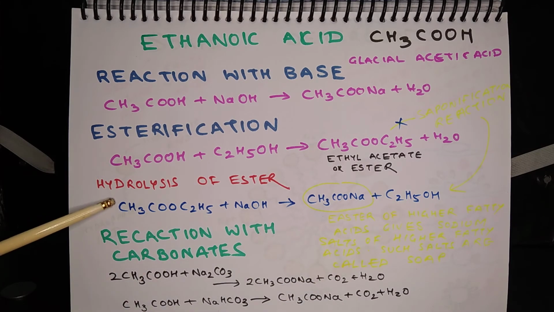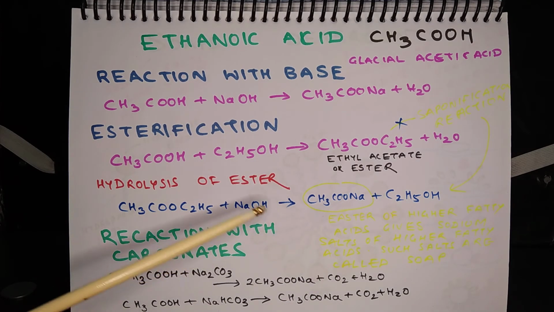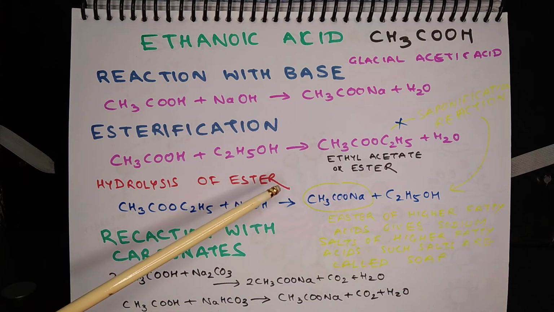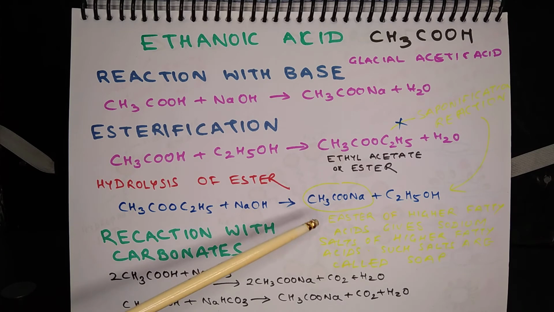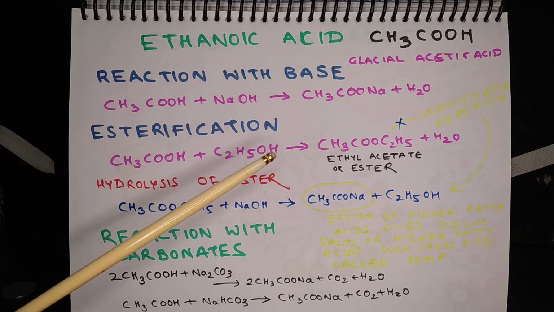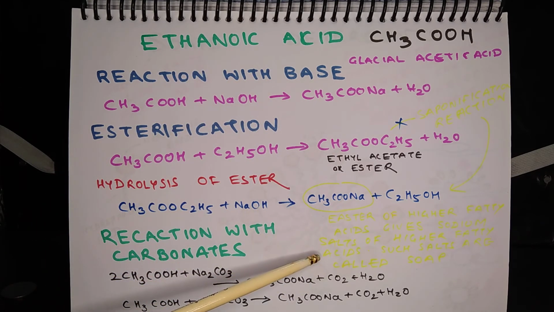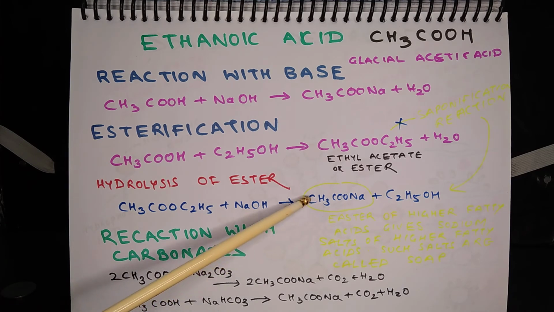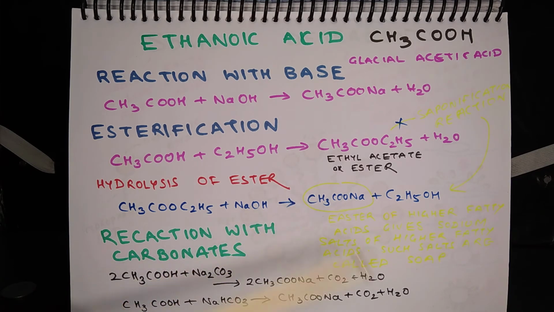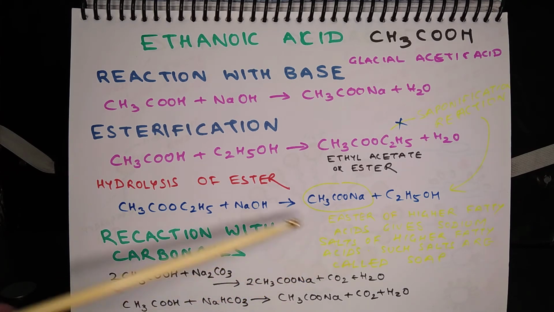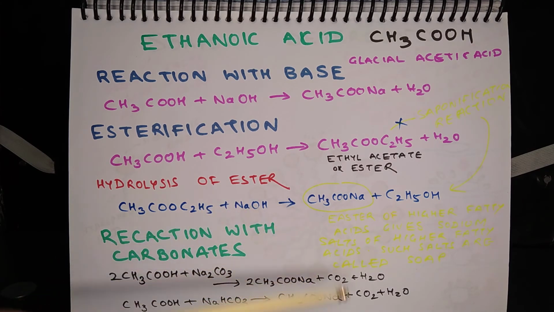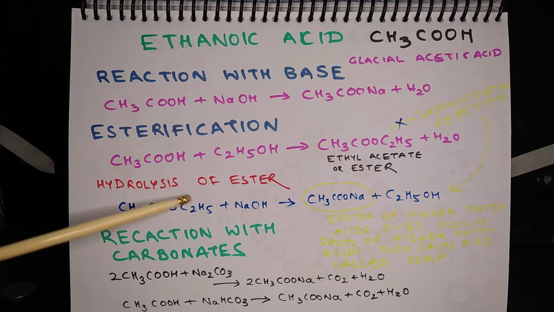Now this reaction is very important because this is also called saponification reaction. Let us understand why. The ester of higher fatty acids gives sodium salt of higher fatty acids. So this is a sodium salt of an acid. Such salts are called soaps. So this reaction is utilized to produce soap, and that is why this reaction is called saponification reaction.